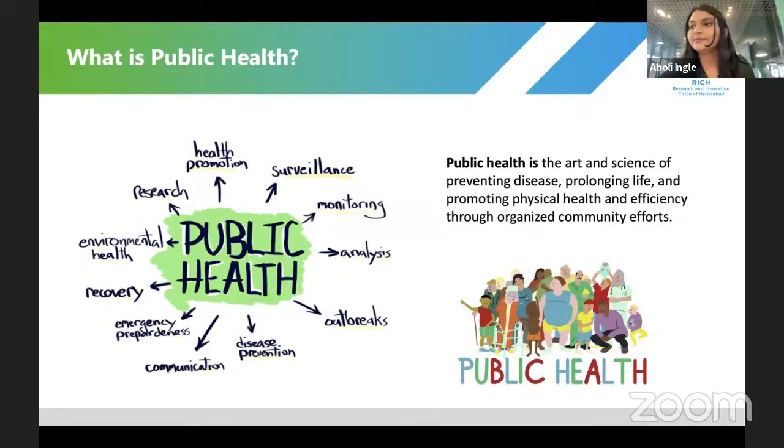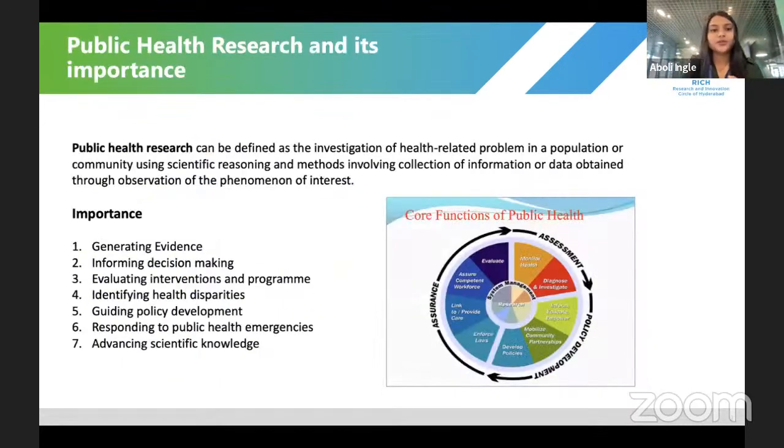Now coming to public health research and its importance. As you can see in the picture on the slide, research is in the center. That means research is the core of public health. Be it public health or any other field, it's my understanding that research is one of the important aspects of any field, and it plays a crucial role in every area.